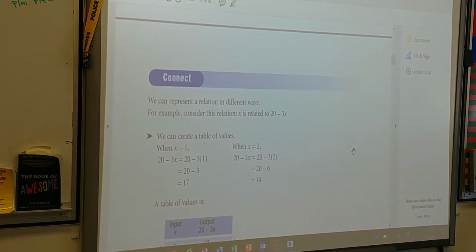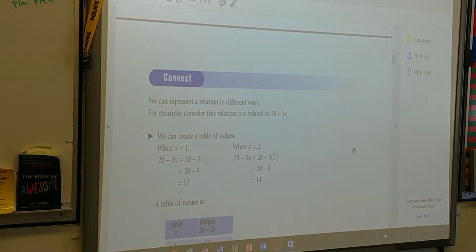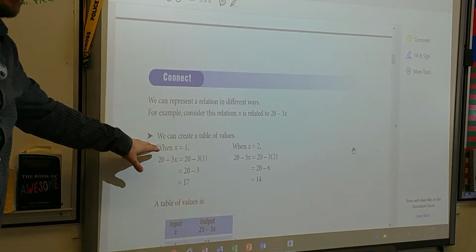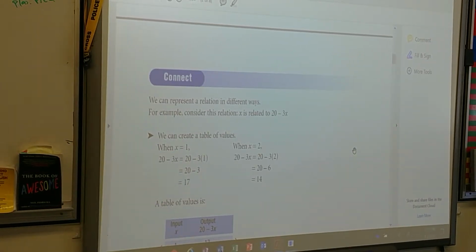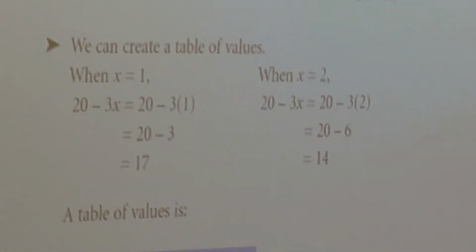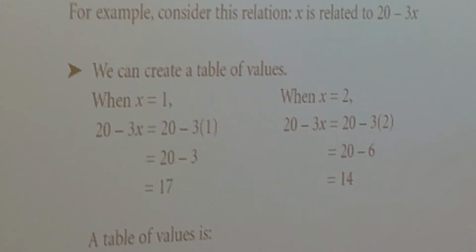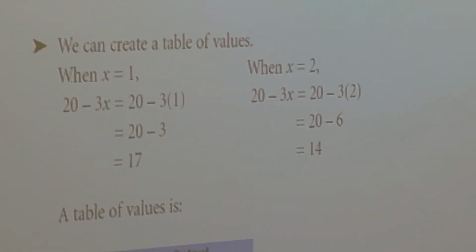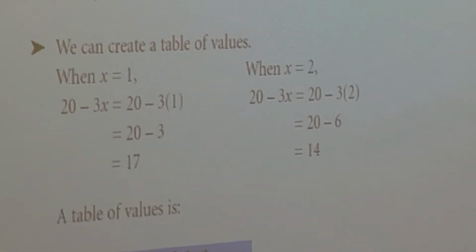So it says we can represent a relation in different ways. For example, consider this relation: x is related to 20 minus 3x. And then it shows us a couple of examples right here. So I'm going to zoom in a little bit. We'll take a look at those. And you can see it in your textbook if you don't want to do the wobbly thing.